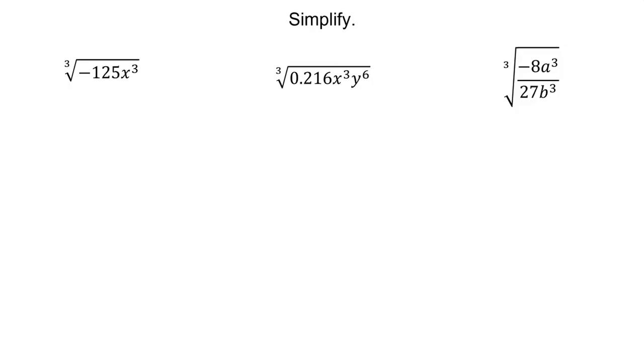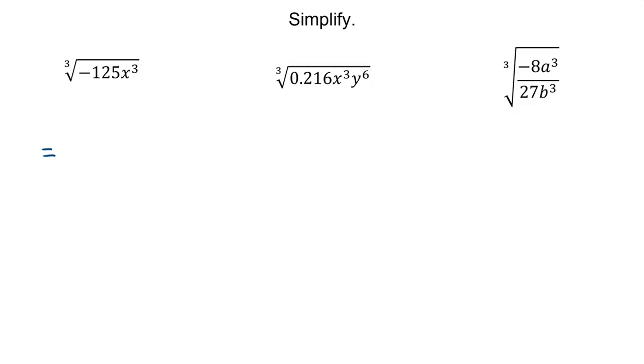So here's what we need to know. We don't have to worry about putting absolute value bars around variables when we're working with cube roots as opposed to square roots. So let's look at the first example over on the left. Notice that our instructions just say simplify. There's no need to distinguish whether or not our variables represent positive or negative values or both, because we're working with cube roots here. So we need to find the cube root of negative 125 x to the third.